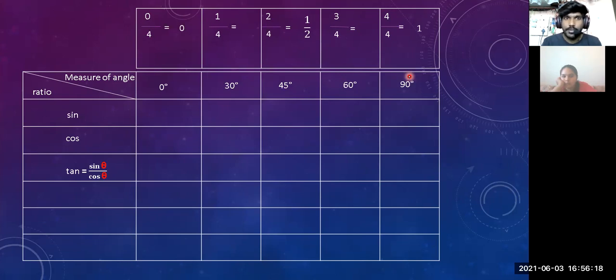Now, in the next step, whatever answer you have got, you have to take the square root of it. So square root of 0 you'll have to take. What is square root of 0? 0. Take square root of all whatever answer you have got. Square root of 0 is 0, we know that. What will be square root of 1 upon 4? 1 upon 2.